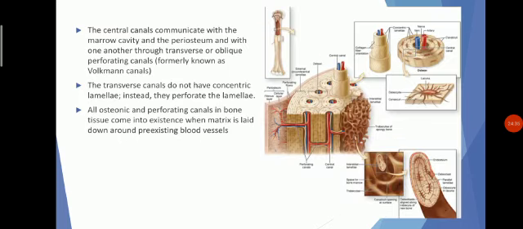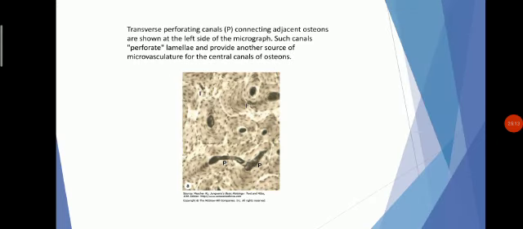The central canal communicates with the marrow cavity and the periosteum and with one another through transverse or oblique perforating canals, formerly known as Volkmann canals. These are the transversely communicating canals through which they communicate with the periosteum and the endosteum. The transverse canals do not have concentric lamellae; instead they perforate the lamellae. All osteonic and perforating canals in bone tissue come into existence when matrix is laid down around pre-existing blood vessels.